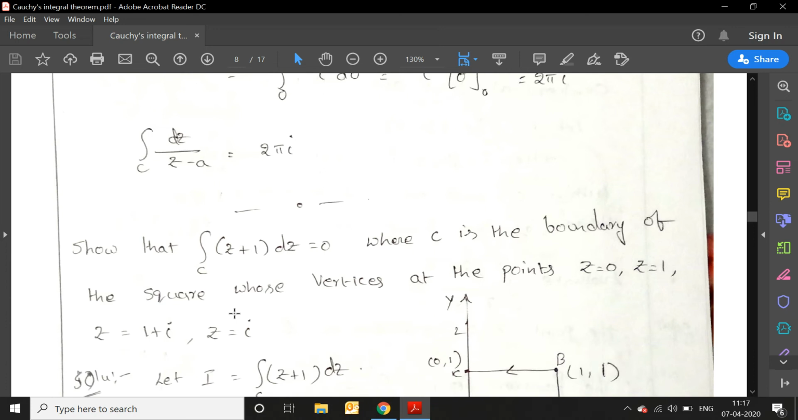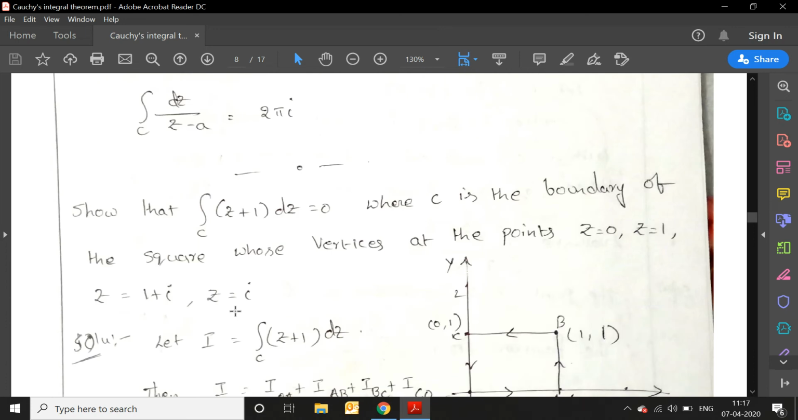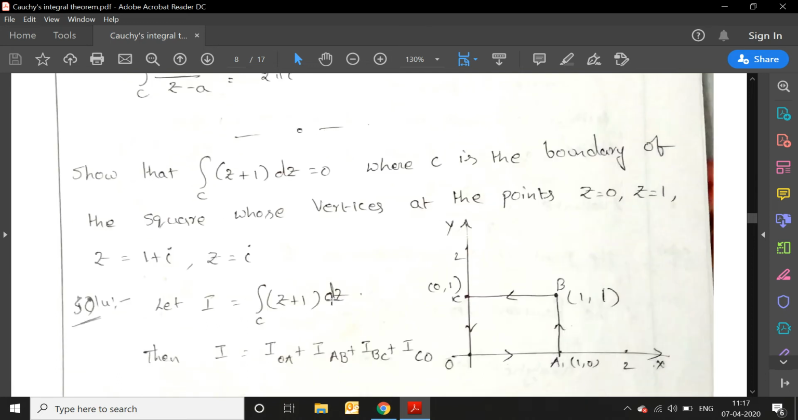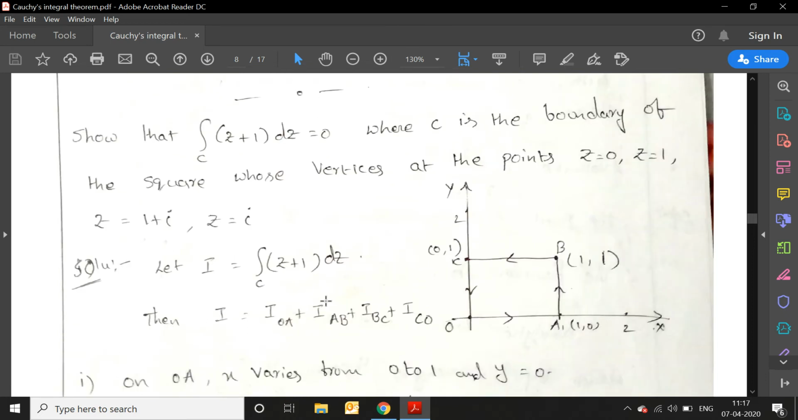So the next one is a very important one. Show that integral over C of (z plus 1) dz is equal to 0, where C is the boundary of the square whose vertices are at the points z is equal to 0, z is equal to 1, z is equal to 1 plus i, z is equal to i. First we have to draw the region for the given vertices. So first take the x-axis and y-axis. First point is z is equal to 0.